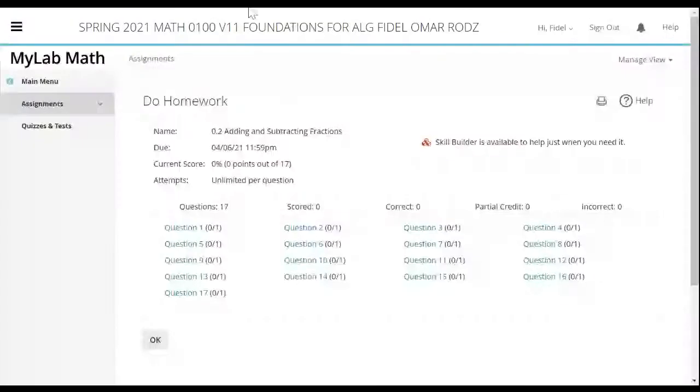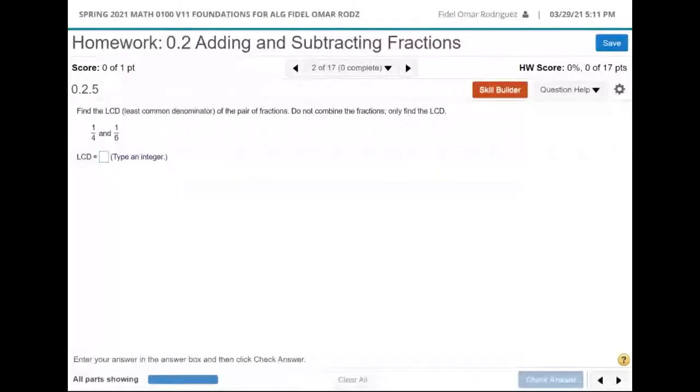Let me see, I wanna show, no, I'm sorry, not this one. Let me see if I can find it real quick. Is it this one? Maybe it's this one here. Yeah. Okay. So Samantha, this was a question that you had here. You had mentioned 0.2 number 2, and it says find the LCD or the least common denominator of the pair of fractions. Don't combine the fractions. Only find the LCD.